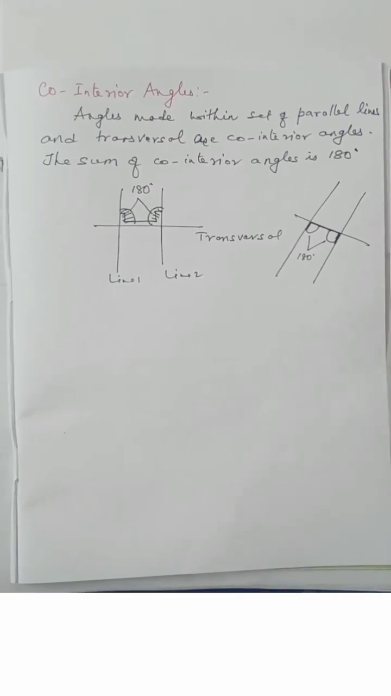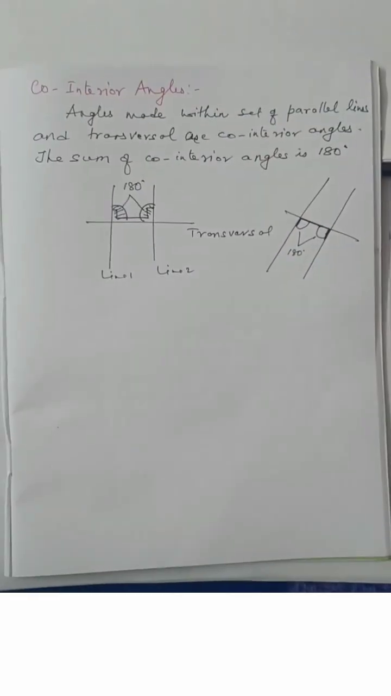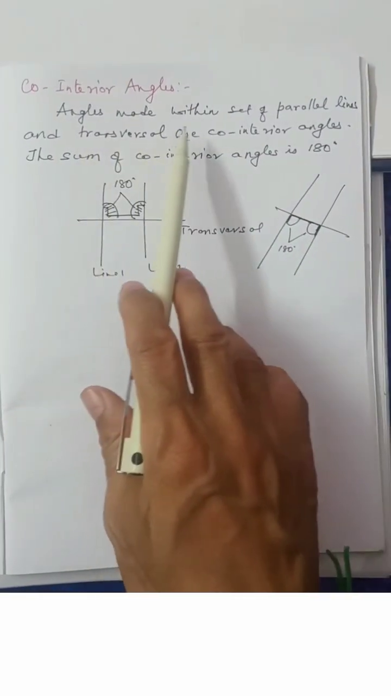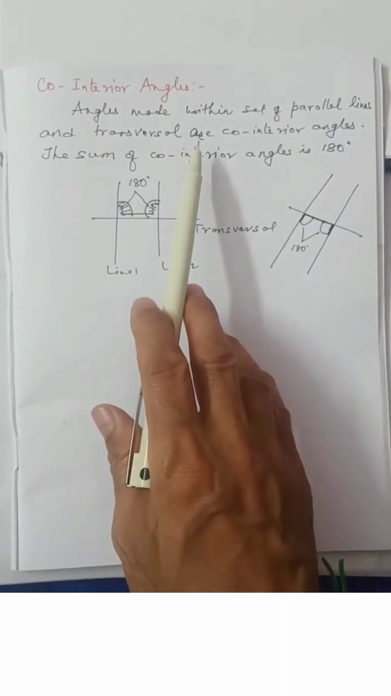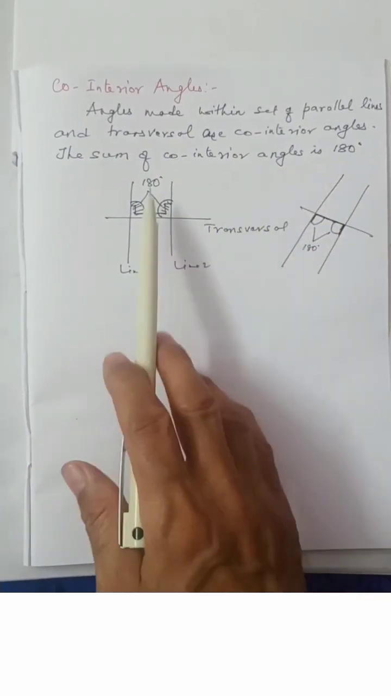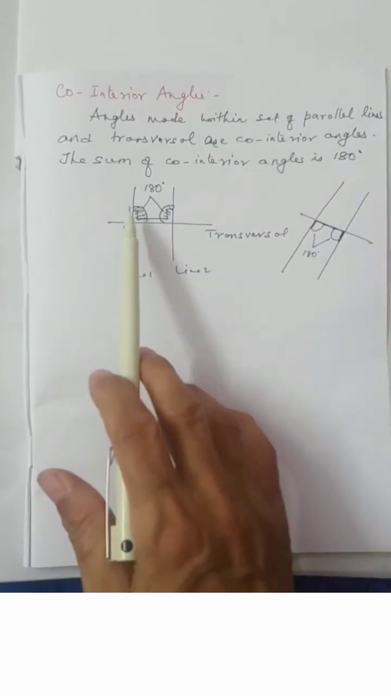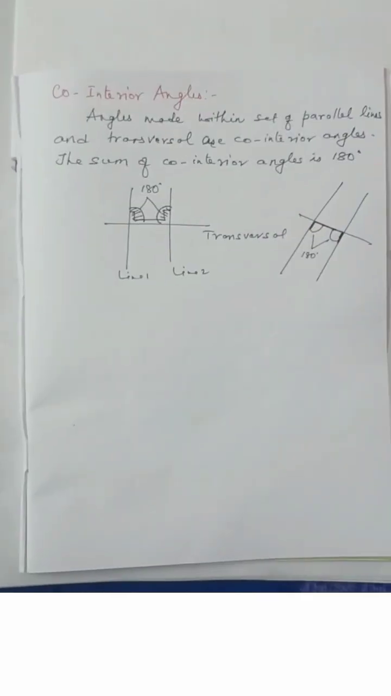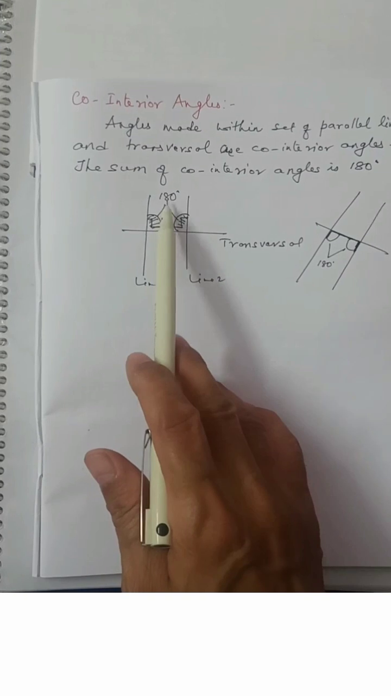The last type of angle is cointerior angle. Cointerior angles are the angles made within a set of parallel lines and a transversal. The sum of cointerior angles is equal to 180 degrees. Suppose this is line 1 and this is line 2 and this is a transversal. So this angle and this angle are cointerior angles, and the sum of these two angles is equal to 180 degrees.